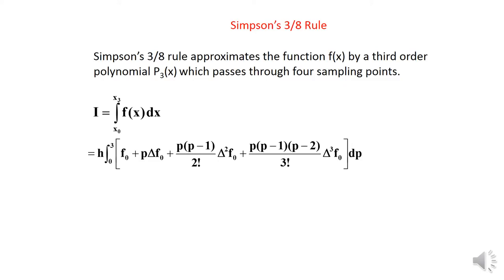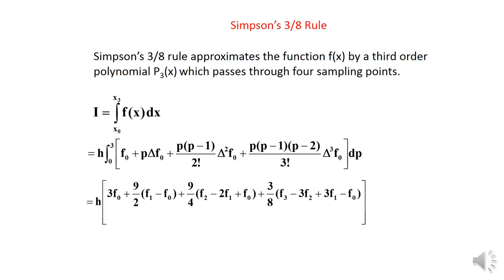So we get this: h integral 0 to 3 of f0 plus p del f0 plus p(p minus 1)/factorial 2 del square f0 plus p(p minus 1)(p minus 2)/factorial 3 del cube f0 dp. Now we integrate term by term and substitute the limits. So we get this, and we have expanded del square f0, del cube f0 as well as del f0, and then we see this is the formula we get for 4 points.